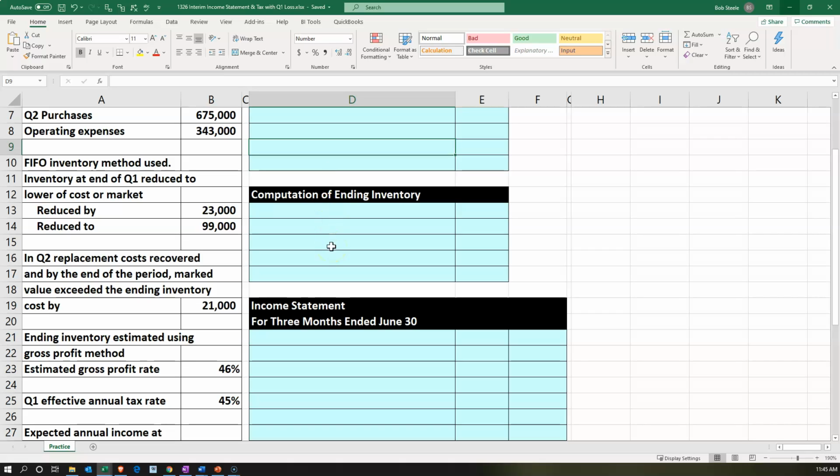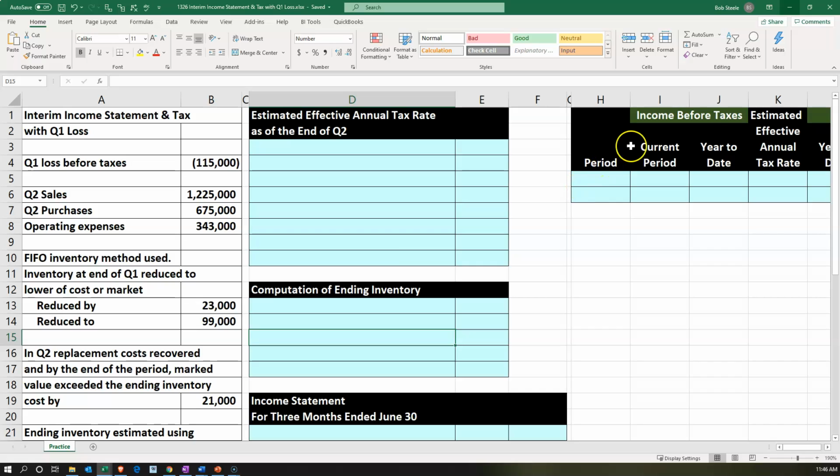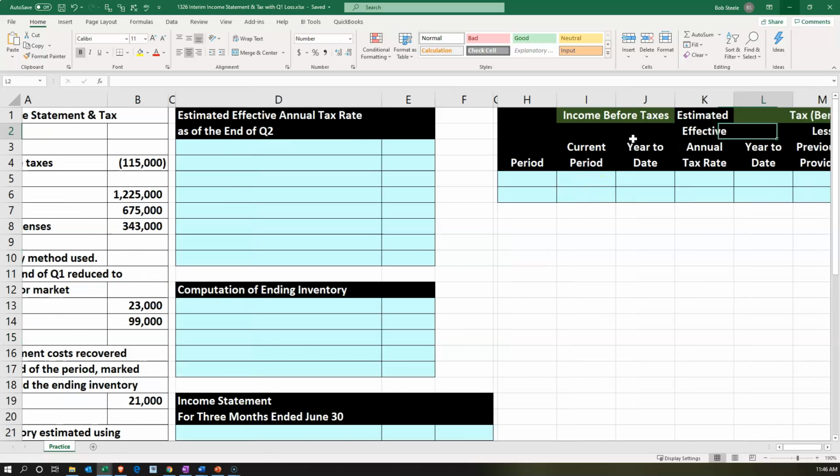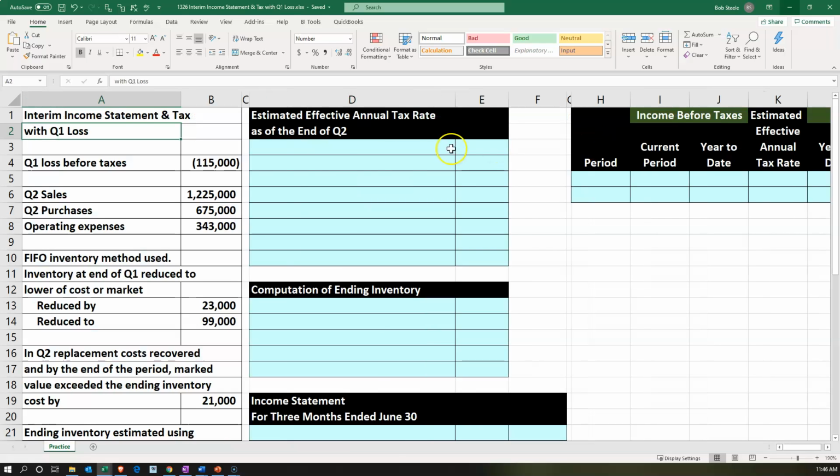Computation of the ending inventory. So we'll have to take a look at a computation related to the ending inventory, and the income statement for the 3 months ended June 30th. So that's going to be the second quarter income statement that we will be looking at. As we consider the income statement for the second quarter, we will have to consider the tax estimate. And when we consider the tax estimate, we're going to have to consider what happened in the first quarter with regards to the tax estimate as well. So let's go and take a look at our information on the left-hand side.